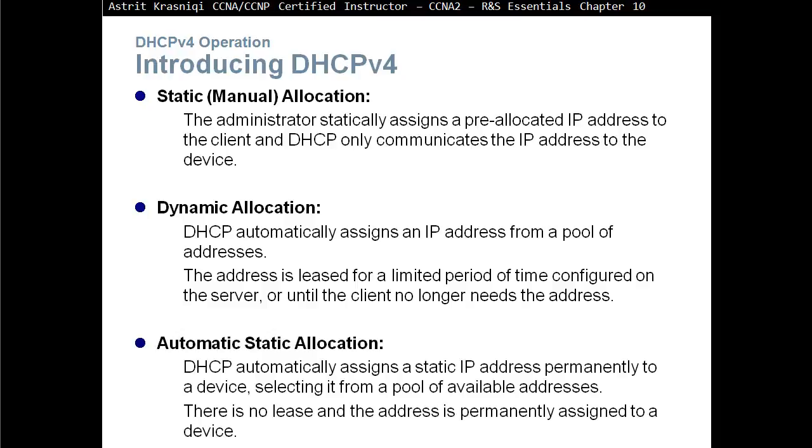Or we can have automatic static allocation. The DHCP automatically assigns a static IP address permanently to a device, selecting it from a pool of available addresses. There is no lease, and the address is permanently assigned to a device. So this one, dynamic allocation, we would use it for all the client machines, like laptops, desktops, and so on. Static manual allocation, you have to bind the IP address to a MAC address.